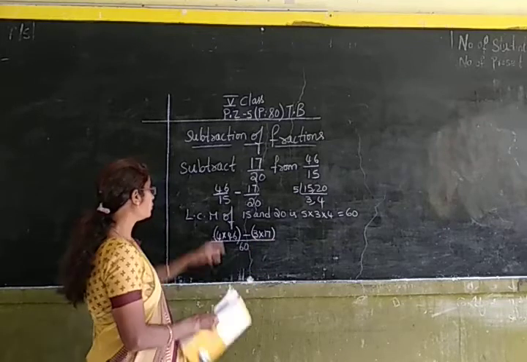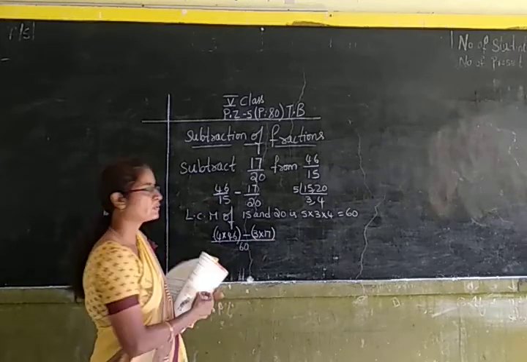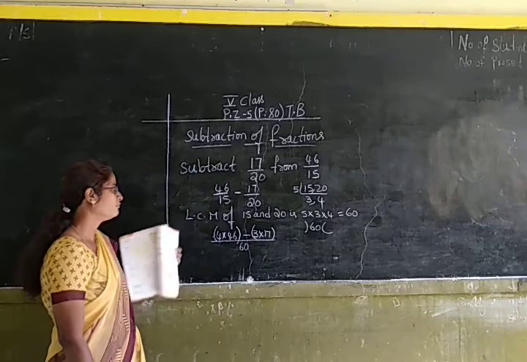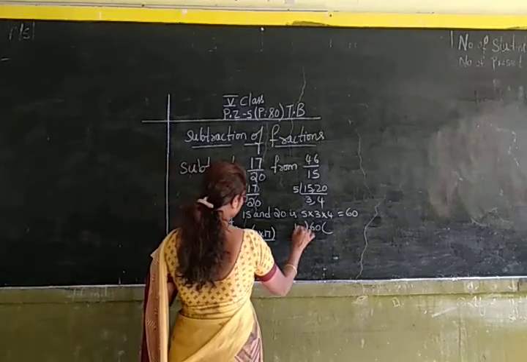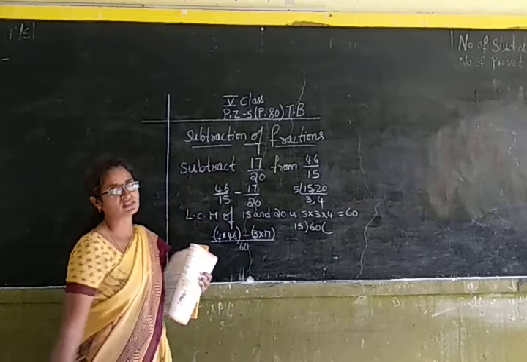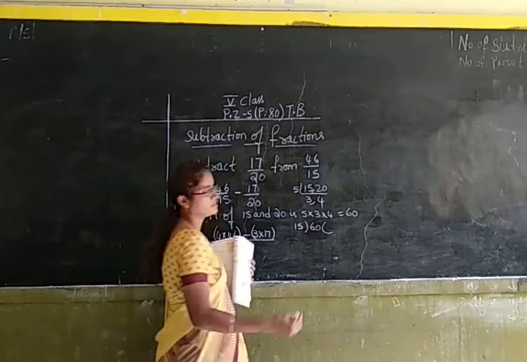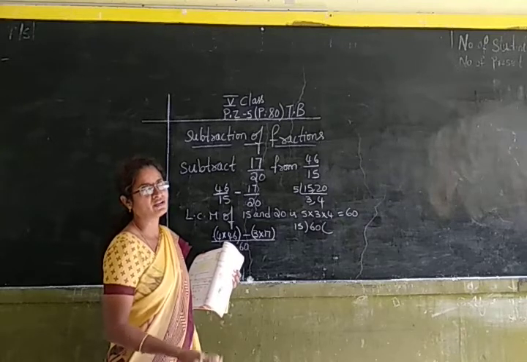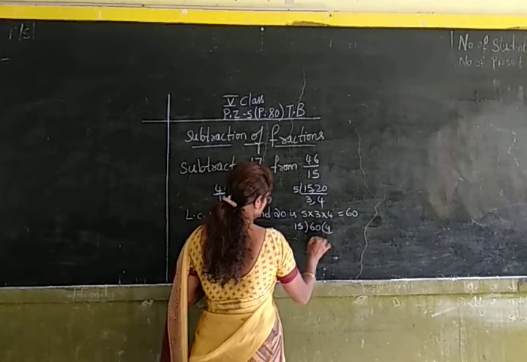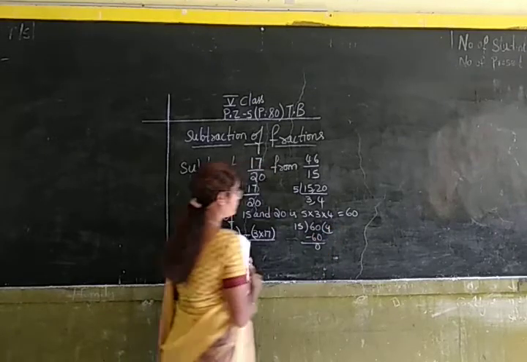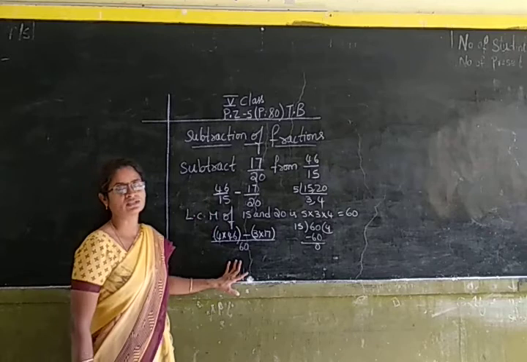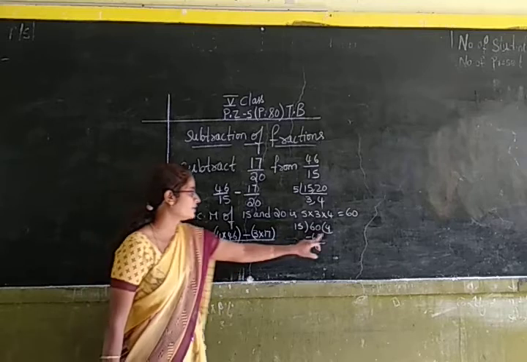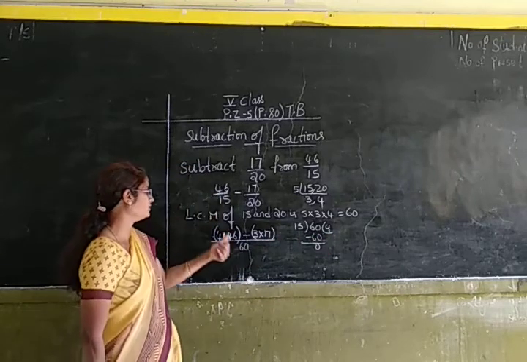If you don't know how many times 15 goes in 60, you can divide. Let me show you. 15 ones are 15, 15 twos are 30, 15 threes are 45, 15 fours are 60. So you can divide and find out how many times 15 goes in 60. It is 4 times. So 4 into the numerator, which is 46.